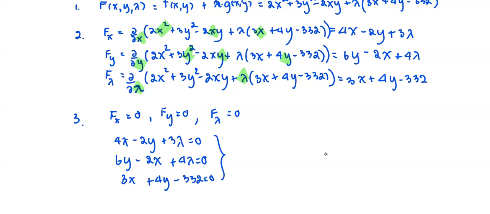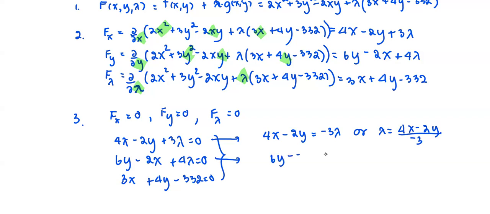The tip for this one is to find the expression for lambda and then use it to find x and y. So the two equations containing lambda would be the first one and the second one. We're going to start with solving for lambda from the first equation. So we have 4x minus 2y equals negative 3 lambda, or lambda equals 4x minus 2y divided by negative 3. The second one, in a similar way, 6y minus 2x equals negative 4 lambda, or lambda equals 6y minus 2x all divided by negative 4.